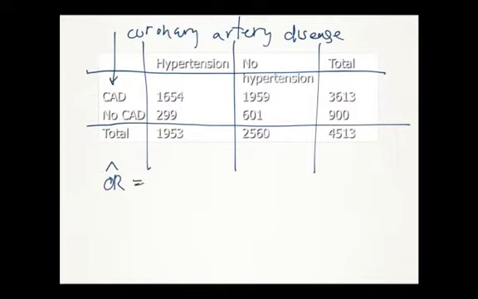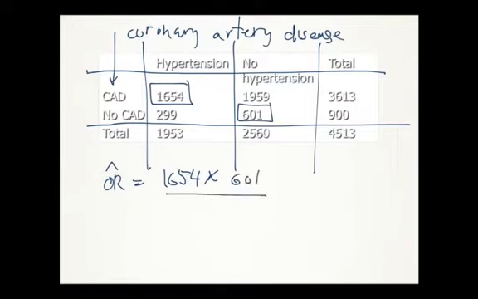And again, you always want to know, what is this odds ratio that you're calculating? So here we would take 1654 times 601 divided by, so you can see we have a very large sample size here, divided by 299 times 1959. Okay, and that gives us an odds ratio of 1.7.